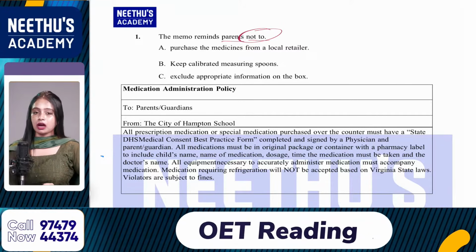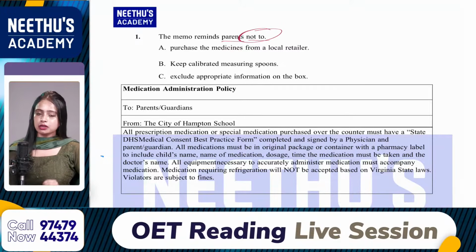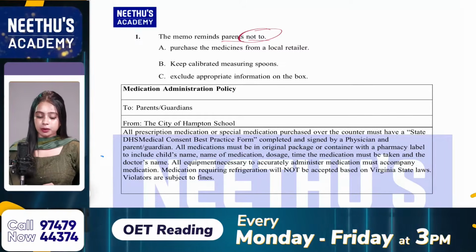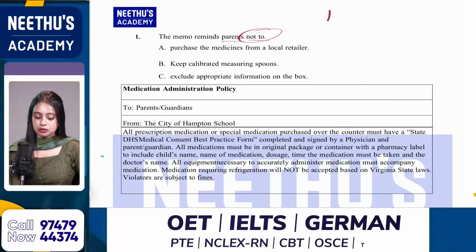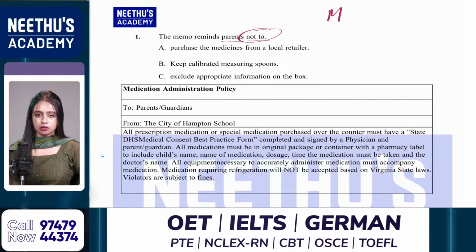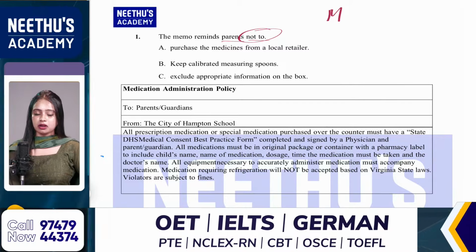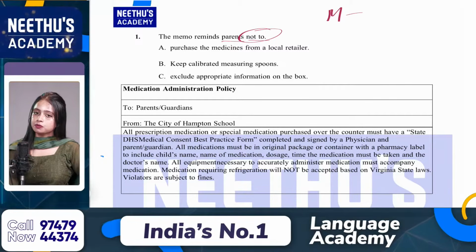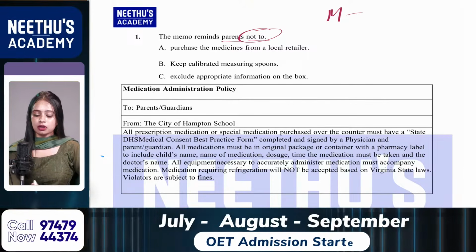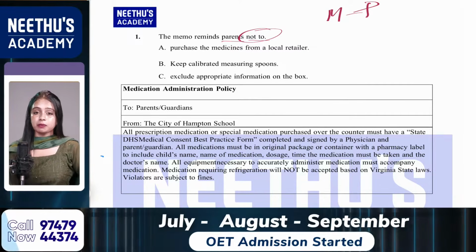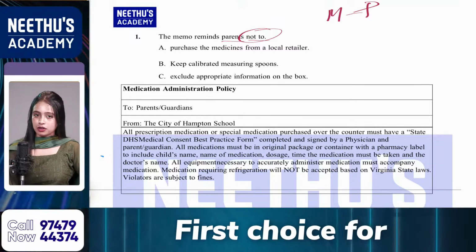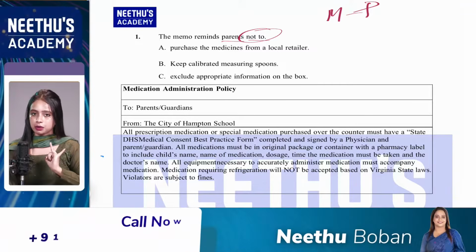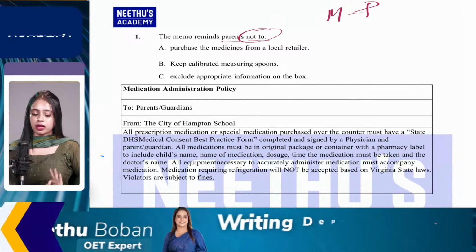Then the third step, understand the question. What is the question? In which category does the question fall under? I can say this question falls under the third category, which is memo. As you can see here, there is a sender and receiver, so this is a memo. And what are you reading for in a memo? We are reading to understand the purpose.